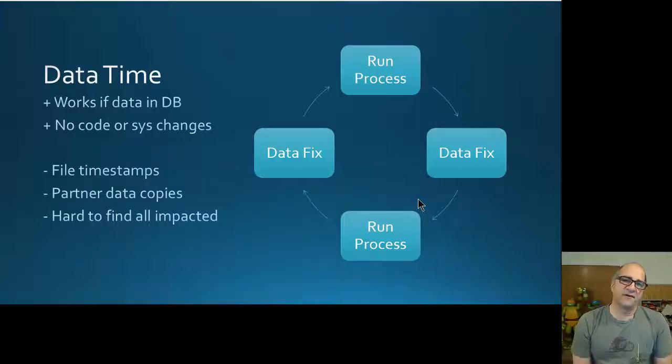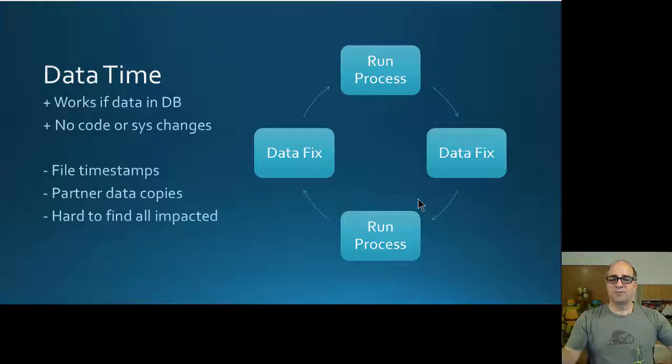So the next one is data time, right? This works if everything's in a database or some store. What we're going to do here is assume that the only dates that are important are actually in the data store, and anything that comes out to the logs or to messages or something else we don't really care about. So this would actually run in regular time. Then we'll just run a process, and then we'll do a data fix in the data stores to adjust the time to be in the past, right?